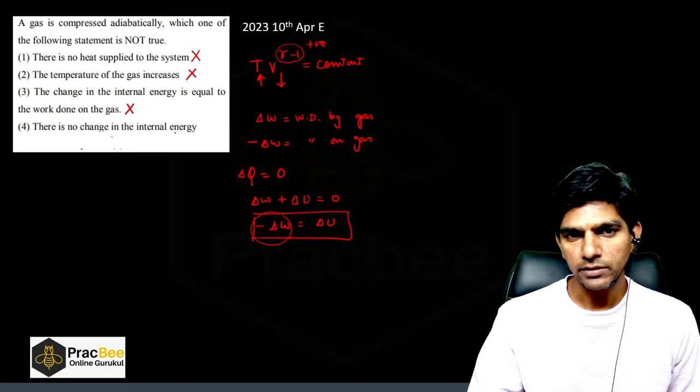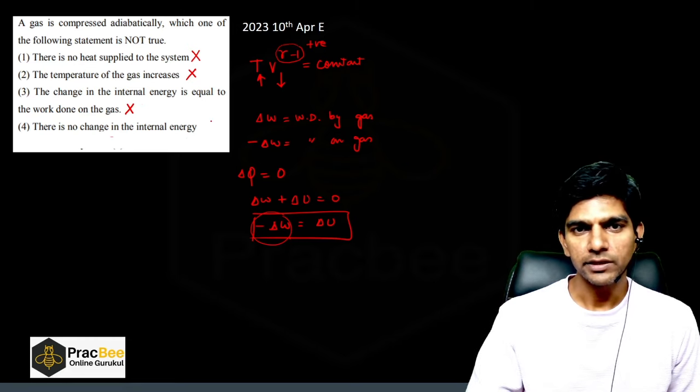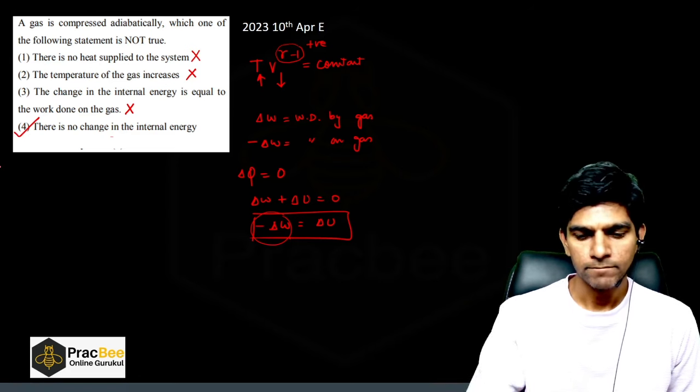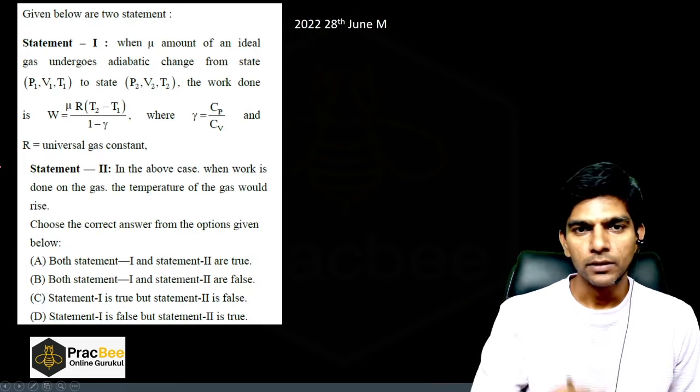So there is no change in the internal energy. So this is incorrect, right? This is not true. So option 4 is the right answer because internal energy will change. Only delta Q is 0, right? So option 4 is the right answer. Now let us see another question.